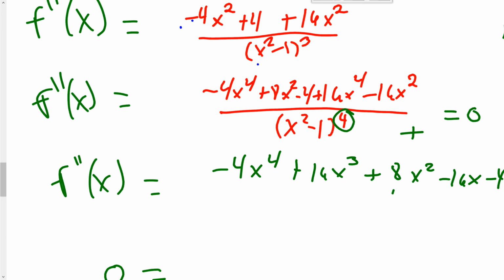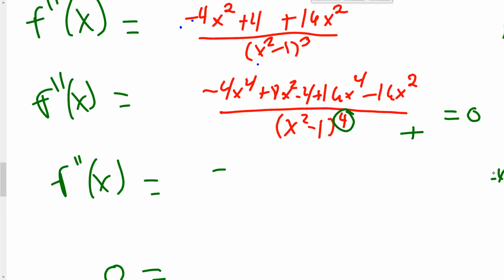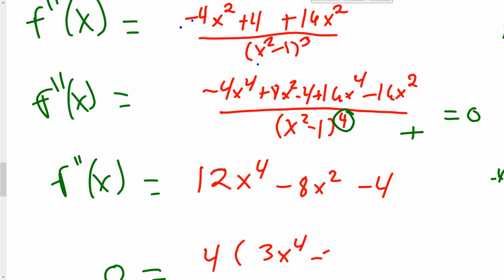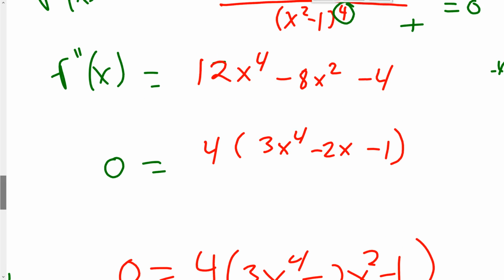So I'm going to take that numerator and set it equal to 0. So I get a positive 12x to the 4th minus 8x squared minus 4. So I can factor out a 4, and we get 3x to the 4th minus 2x squared minus 1. Don't forget my squared there. Set it equal to 0, so all I care about is when this is 0.